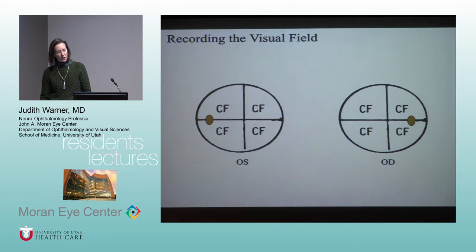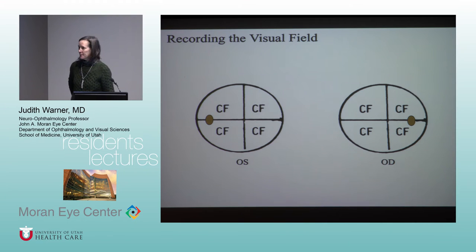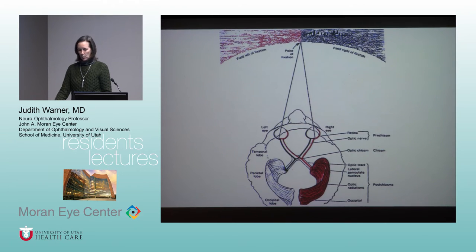You document the visual fields by presence or absence of finger counting or hand motion or light perception in the four different quadrants. The right eye on the right side, left eye on the left side. The only thing in medicine that is documented this way, backwards.